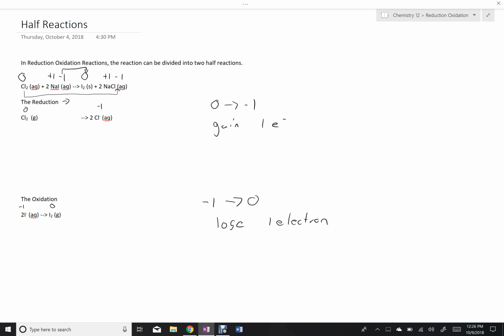For example here, chlorine is going to 2 chlorines. Because it's diatomic, that means that I have 2 elements. So each one of those elements is going to gain 1 electron. But since I have 2 and 2, that means that I'm going to gain 2 electrons in this process. 1 per atom, 2 atoms, so 2 electrons.